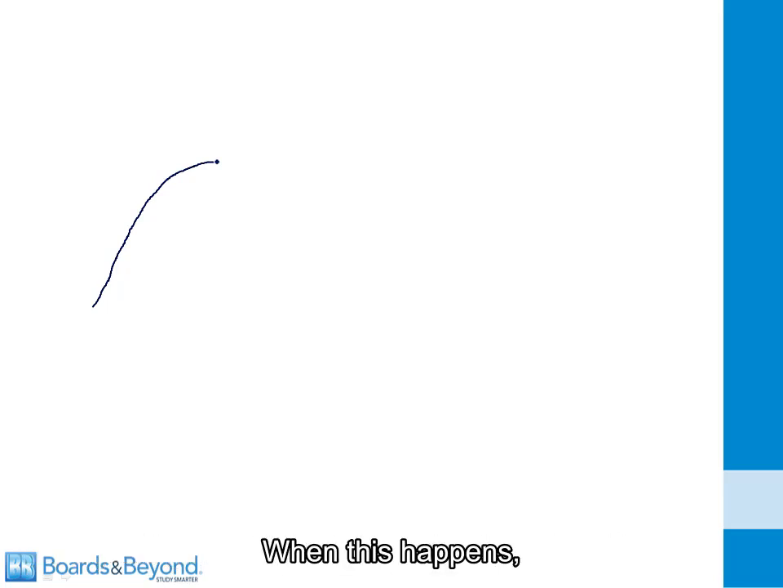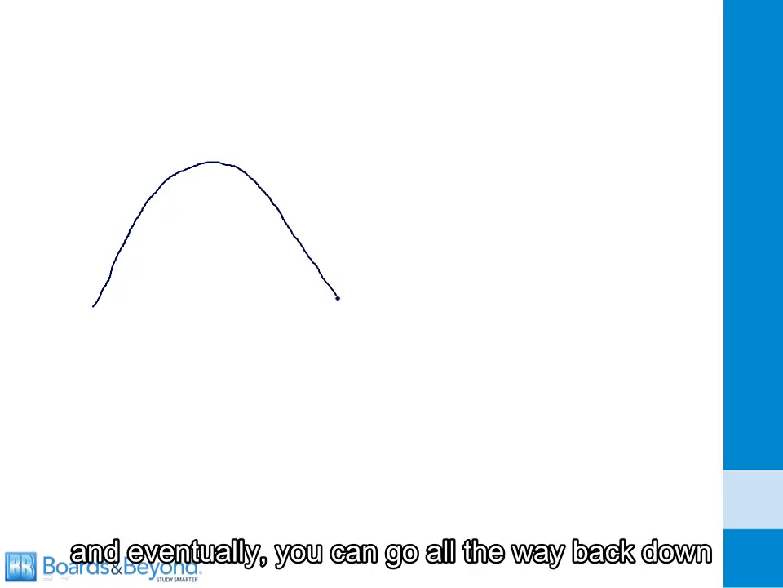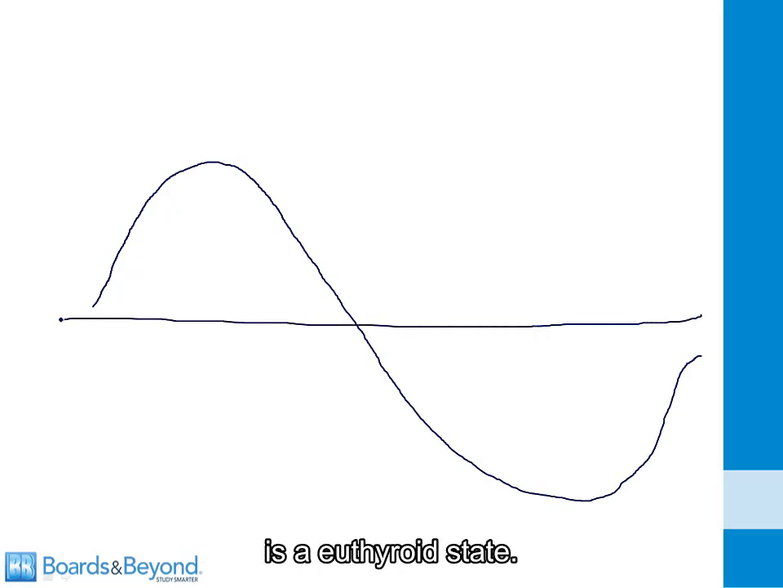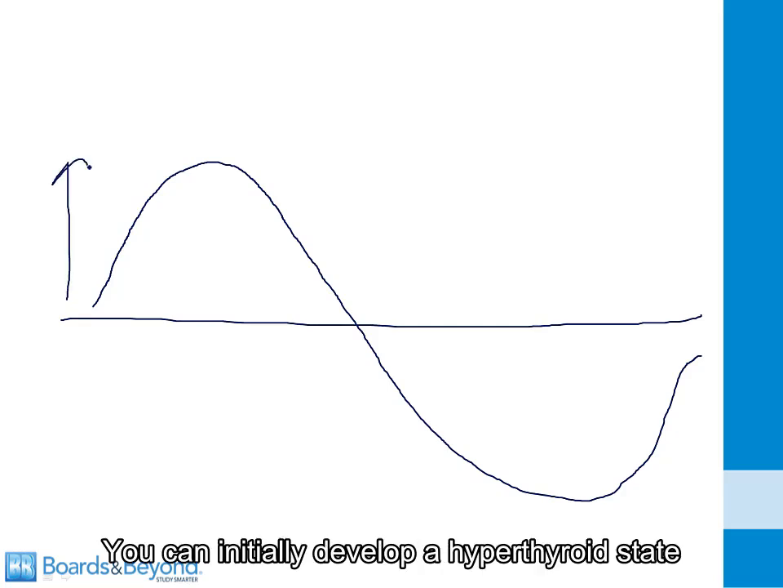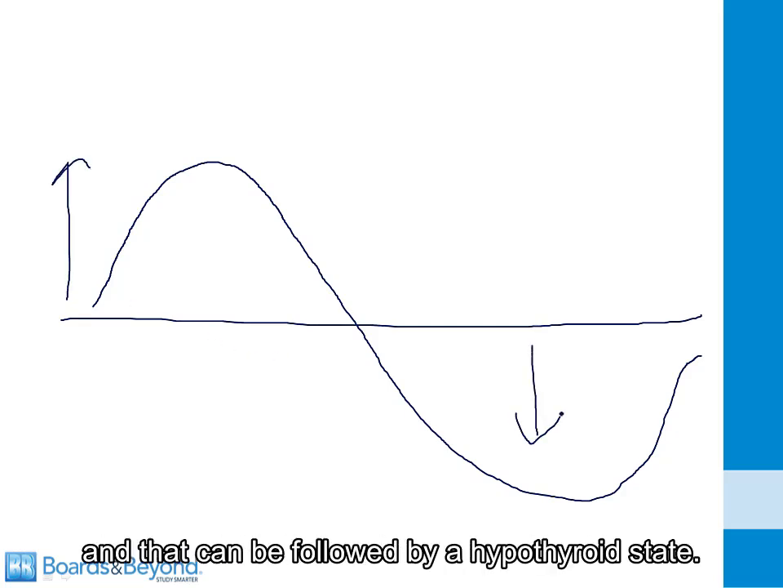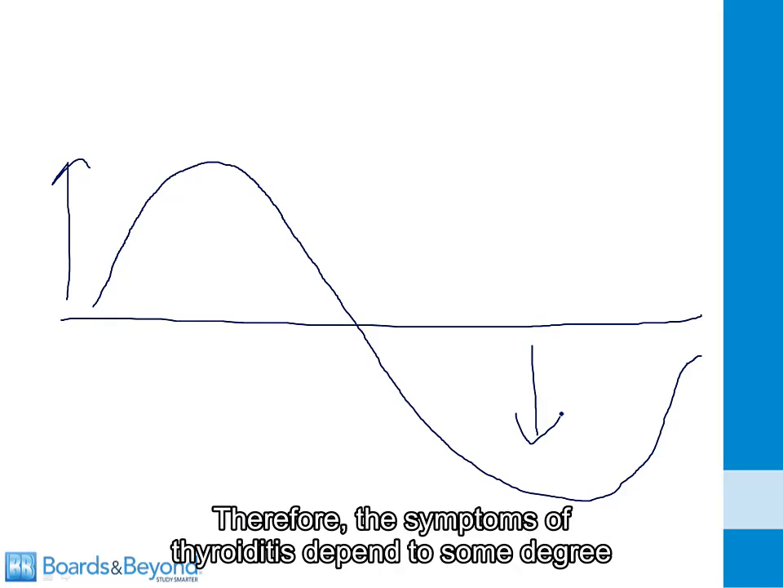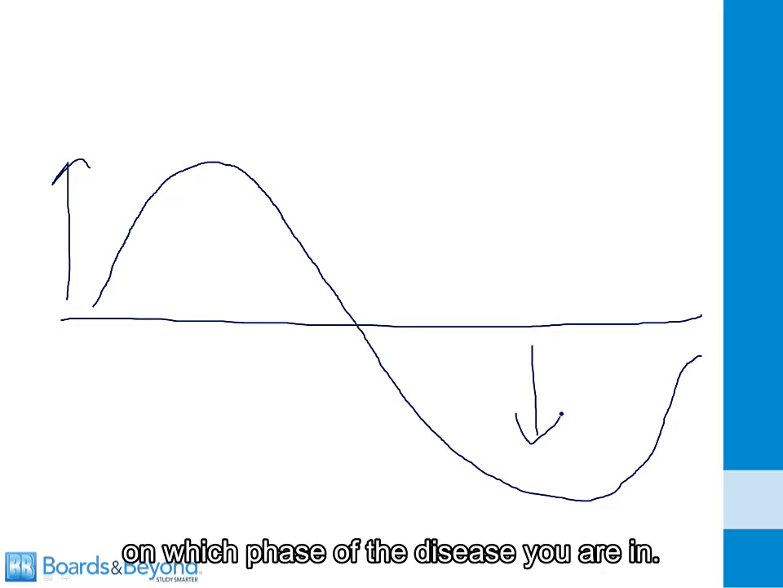When you initially develop inflammation of the thyroid gland, the thyroid hormone contained within the gland will spill into the plasma. This will cause the thyroid hormone levels in the plasma to begin to rise over time. However, eventually the inflammation will cause the thyroid gland to start producing less thyroid hormone. When this happens, the thyroid hormone level will start to fall, and eventually you can go all the way back down and become hypothyroid. So if this level in the middle of the screen is a euthyroid state, you can initially develop a hyperthyroid state, and that can be followed by a hypothyroid state, and both of these can result from thyroiditis. Therefore, the symptoms of thyroiditis depend to some degree on which phase of the disease you are in.